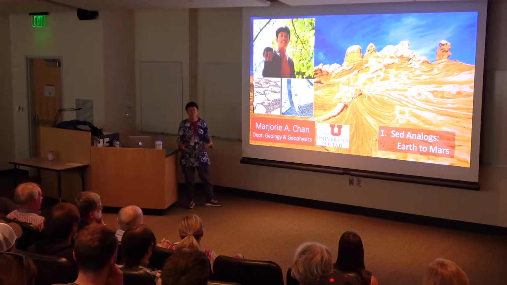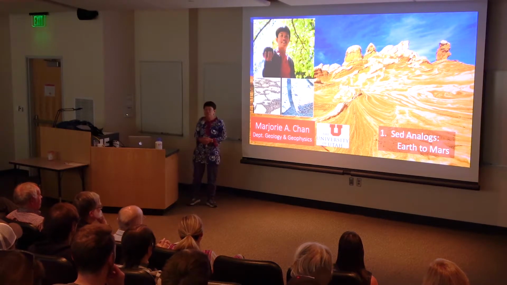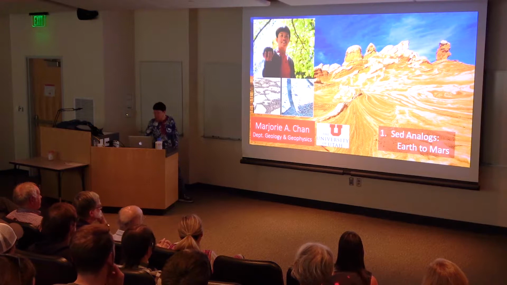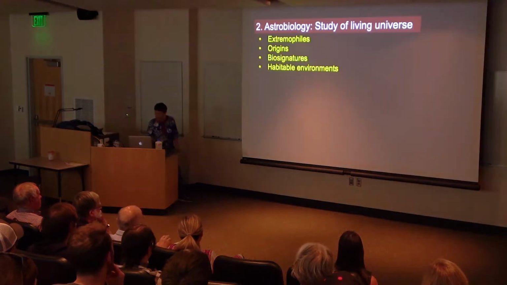Even though a lot of this happened a while ago, 2004, it's been surprising that there's still been a lot of interest in using different Utah examples. Even some of this soft sediment deformation is now shown to occur on Mars. So sedimentary analogs from Earth to Mars is one thing I'm interested in.